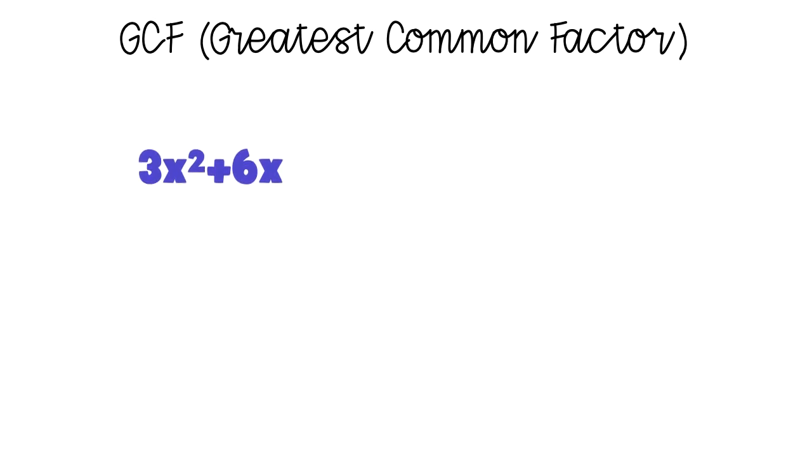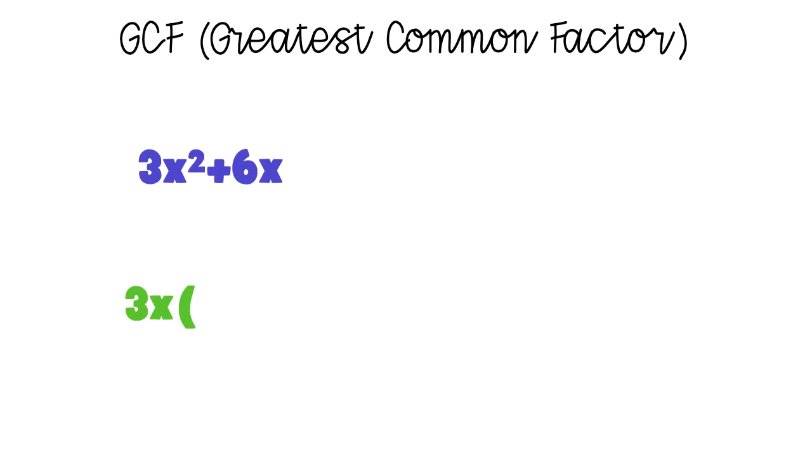Let's start with this problem here. I need to find a greatest common factor within both of those terms. I see that I can take a 3 out of 3 and out of 6, and I can take an x out of the x squared and out of the x. So that's my greatest common factor.